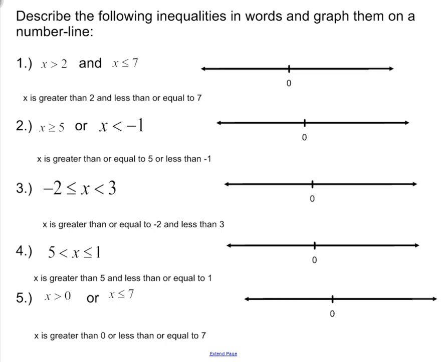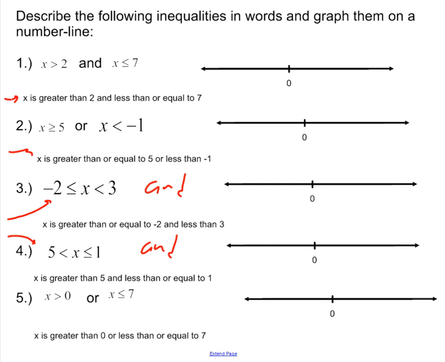All right, so I wrote these out in words. For instance, x is greater than 2 and less than or equal to 7. We also have or statements. x is greater than or equal to 5 or less than -1. And then we have these ones that don't have the word and or the word or. These ones are implied to be and. So this is an and statement and this is an and statement. And let's see what happens when we graph them.